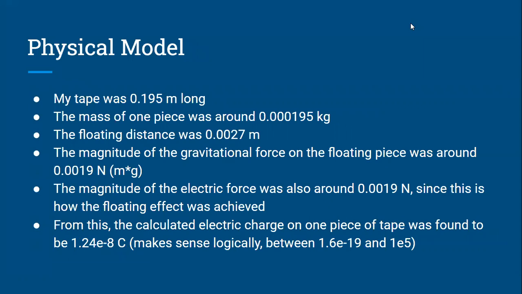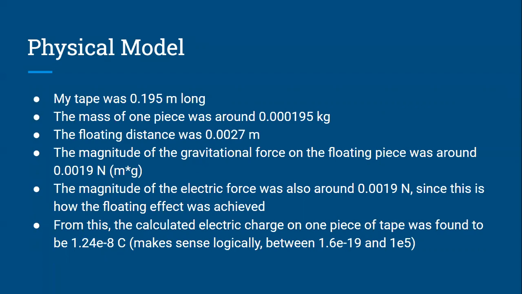So for the physical model in this experiment, my tape was 0.195 meters long, and the mass of one piece was around 0.000195 kilograms, and the floating distance between the two tapes when one was hovered above the other was approximately 0.0027 meters. Then the magnitude of the gravitational force on the floating piece was around 0.0019 newtons, which was calculated by multiplying its mass by the gravitational constant, which is 9.8.